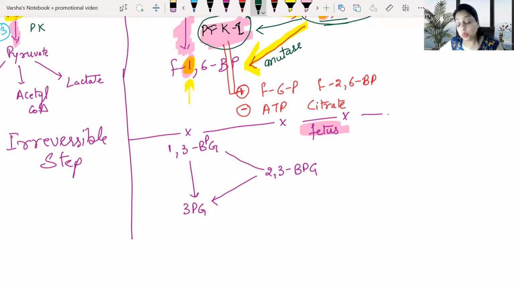1,3-BPG is going from position 1 to 2, right? That is a mutase thing.